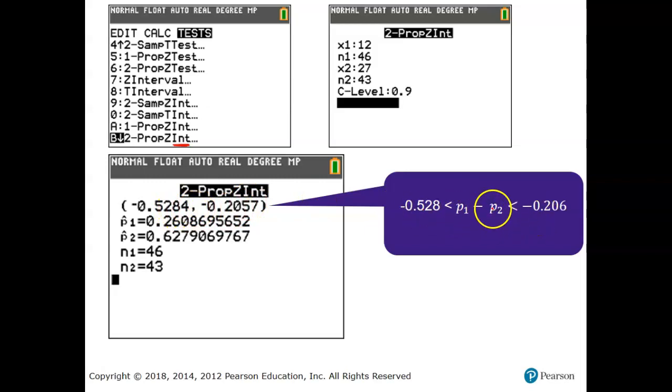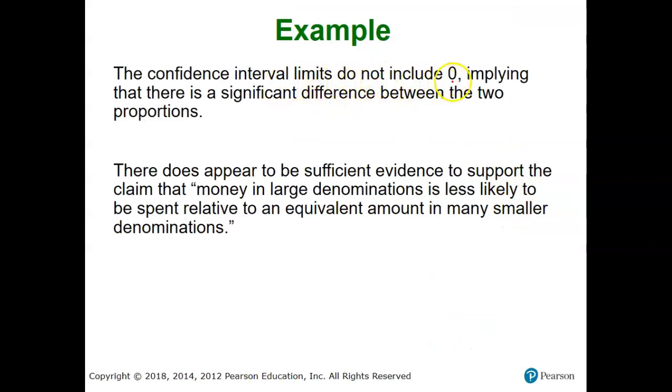So we have those 2 endpoints with P1 minus P2 in the middle, and we notice here again, 0 is not in our interval. Okay, so basically what that tells me is that P1 does not equal P2 because of the 0 not being within this. So the confidence interval limits do not include 0, implying that there is a significant difference between the 2 proportions. So the 2 proportions are not equal to each other. There is a significant difference between the 2. So there does appear to be sufficient evidence to support the claim that the large denominations is less likely to be spent relative to an equivalent amount in smaller denominations.